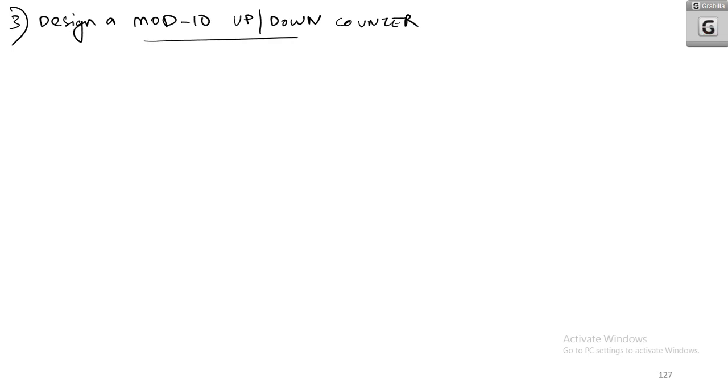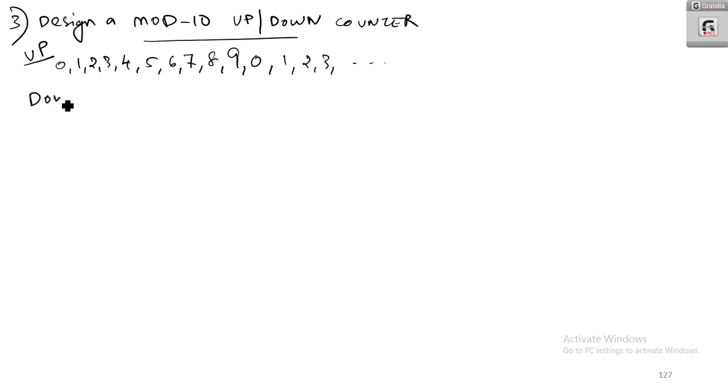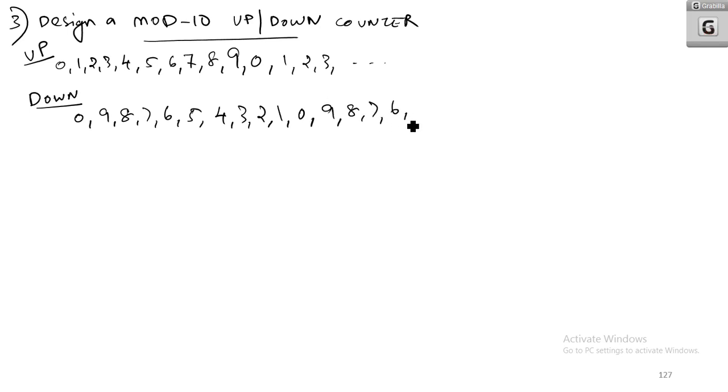Now see, what is mode 10? Mode 10 means you need to count 0, 1, 2, 3, 4, 5, 6, 7, 8 and 9, again coming back to 0, 1, 2, 3 like that. So this is in up count mode, and in down count, what should happen? 0, 9, 8, 7, 6, 5, 4, 3, 2, 1, 0, again 9, 8, 7, 6, 5, 4, like that it should go. So that is the up operation and down operation.